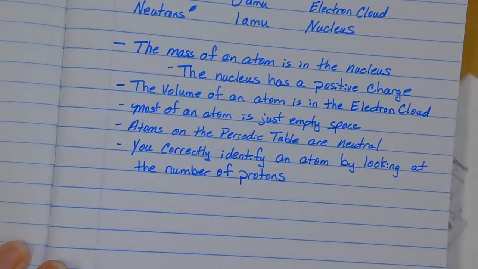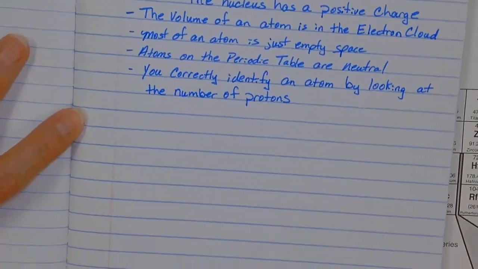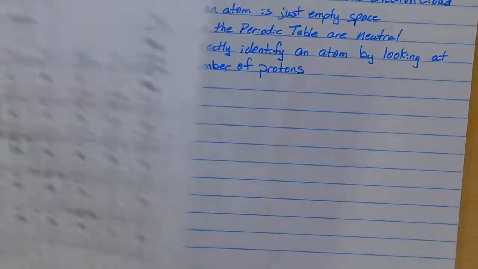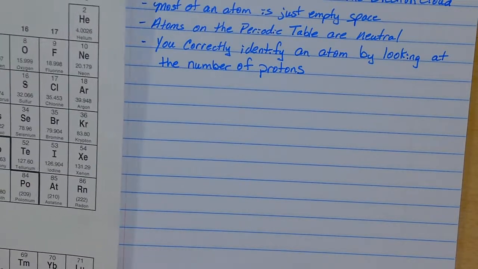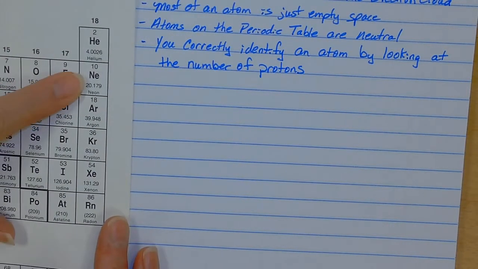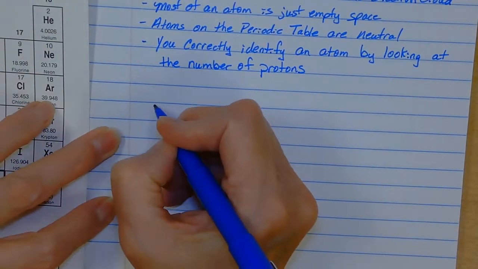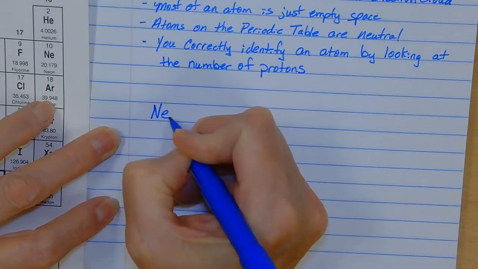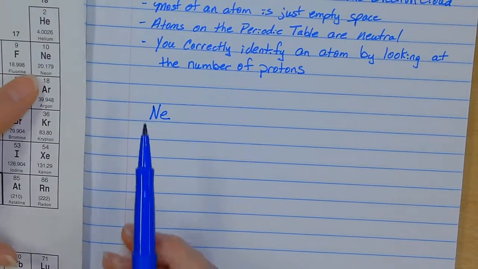Okay, so let's look at a square. Let me scoot this up a little bit. So let's just pick one. Let's pick neon here. Alright, so we're going to do neon. The chemical symbol is Ne for neon.